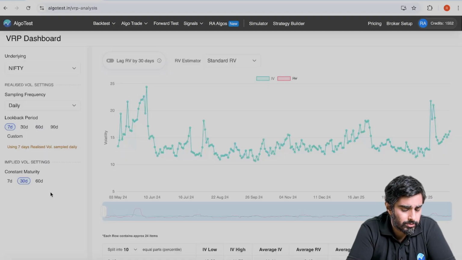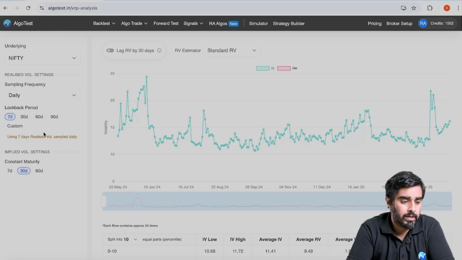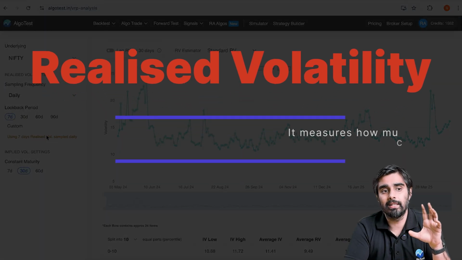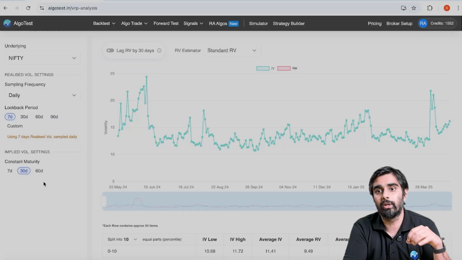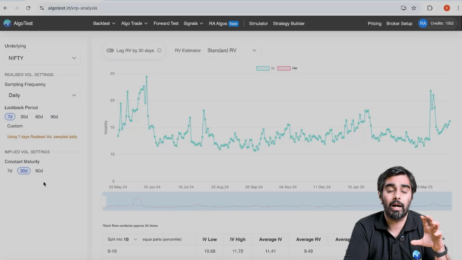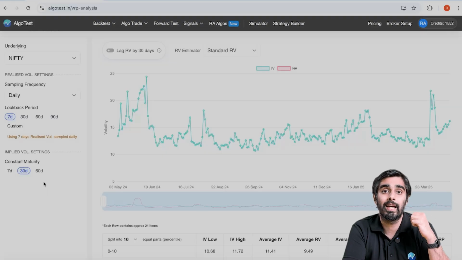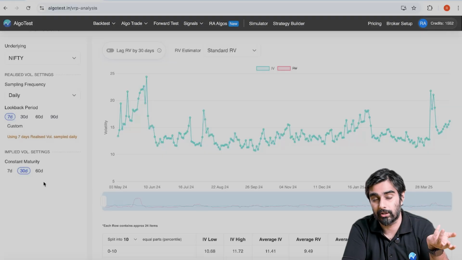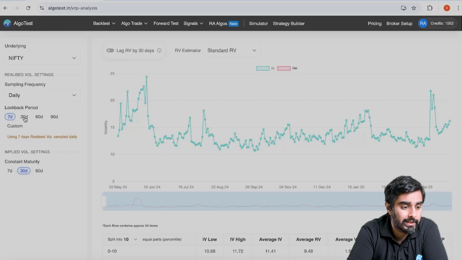Now let's move to realized vol settings. So what's happening over here? Realized volatility is essentially how much Nifty fluctuated. If the implied volatility is how much the market thinks Nifty will fluctuate over the next 30 days, realized volatility tells us how much Nifty actually fluctuated over the next 30 days. So we'll use some very standard techniques over here.